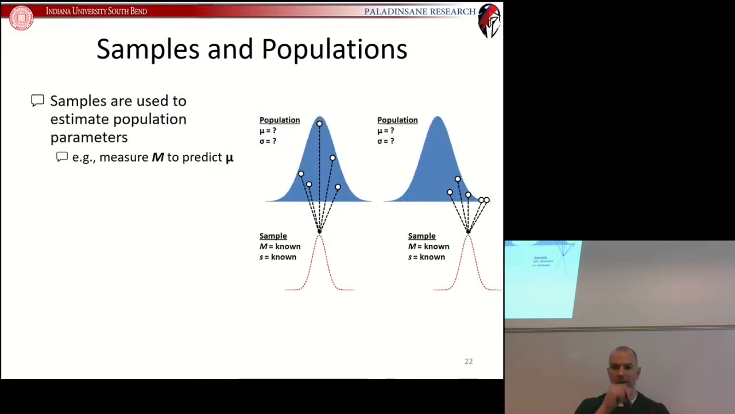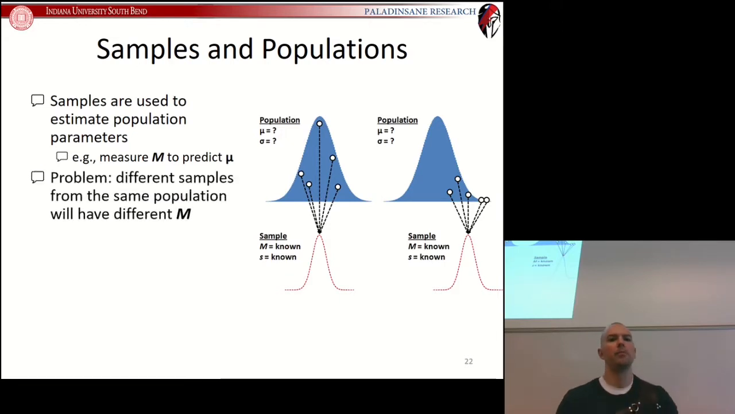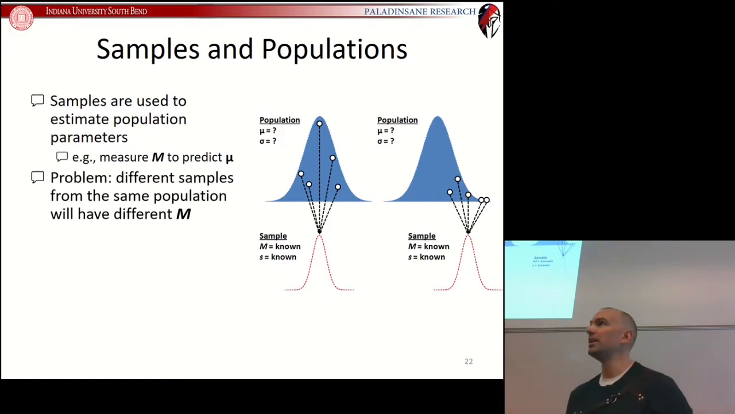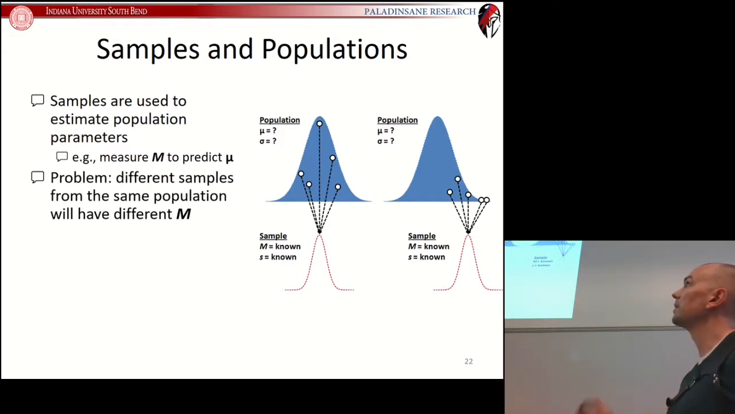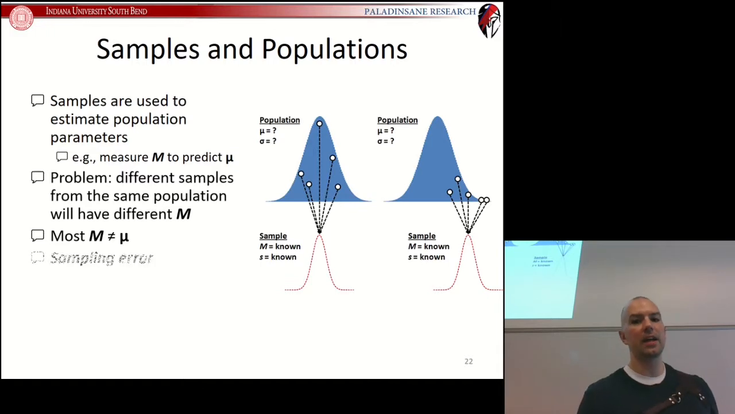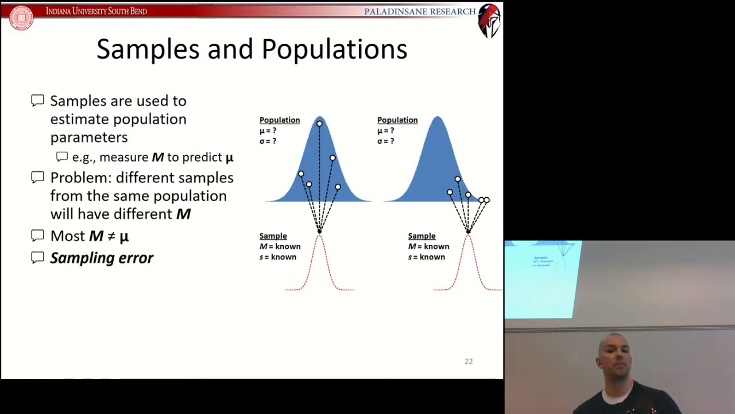So the problem here is that different samples from the same population, like these two samples from the identical population, are going to have different sample means. And in reality, most sample means are not going to equal the population mean. Just by chance, most of them are not going to be the same as the population mean. They might be off by a little, they might be off by a lot, but most of them are not going to be the same, and that's known as sampling error.